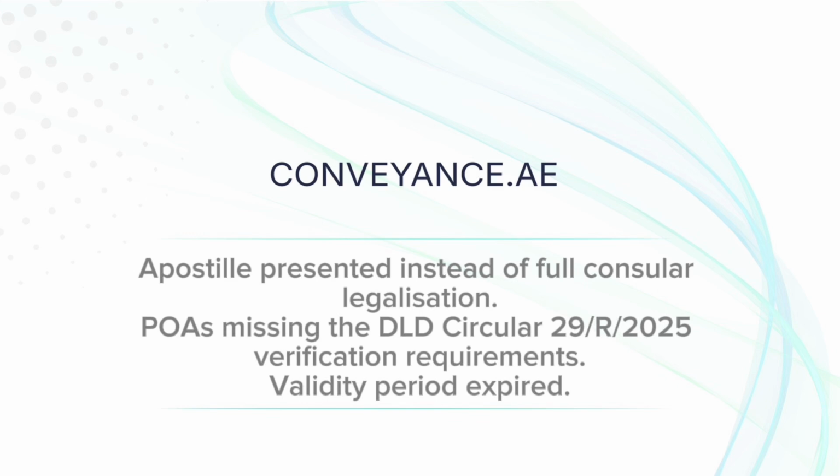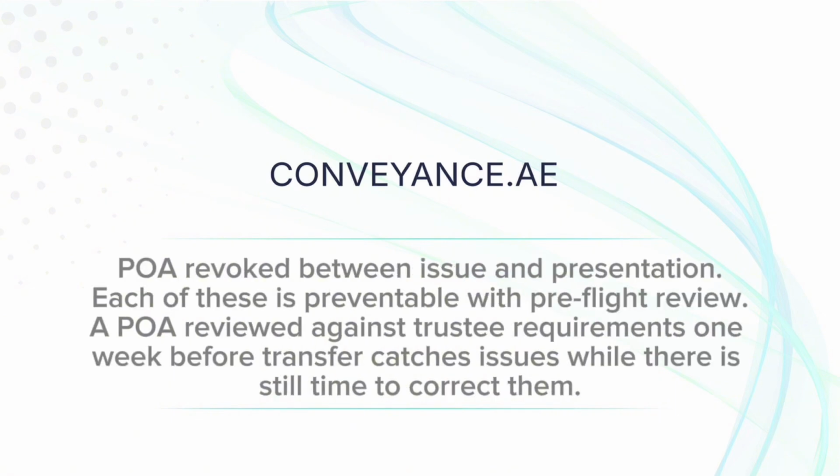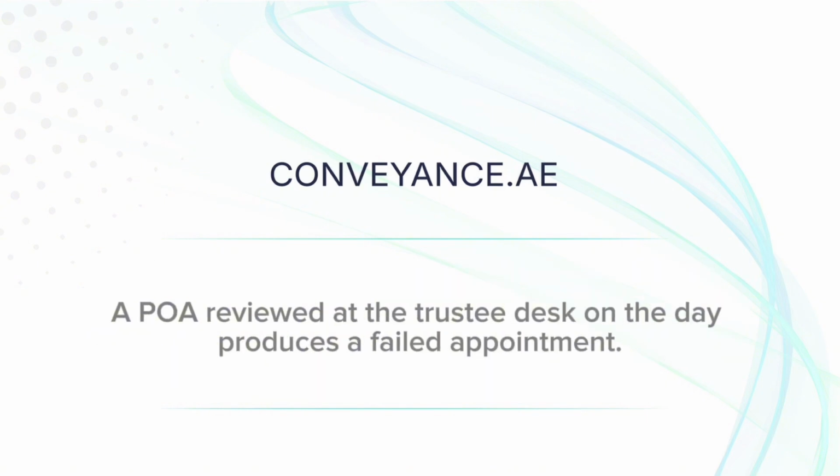POAs missing the DLD Circular 29R, 2025 verification requirements. Validity period expired. POA revoked between issue and presentation. Each of these is preventable with pre-flight review. A POA reviewed against trustee requirements 1 week before transfer catches issues while there is still time to correct them. A POA reviewed at the trustee desk on the day produces a failed appointment.